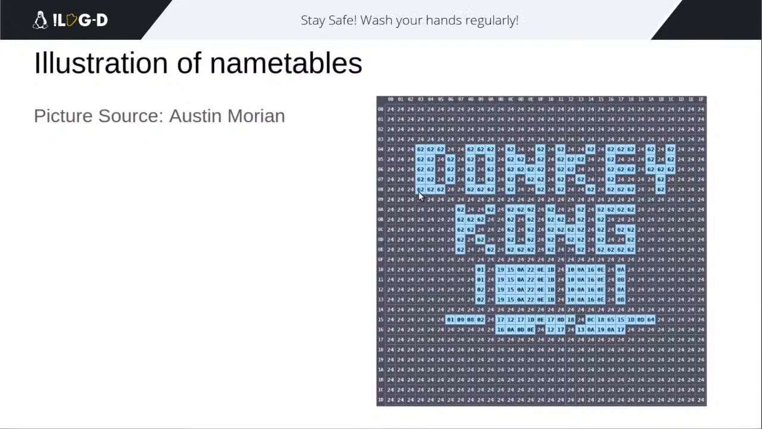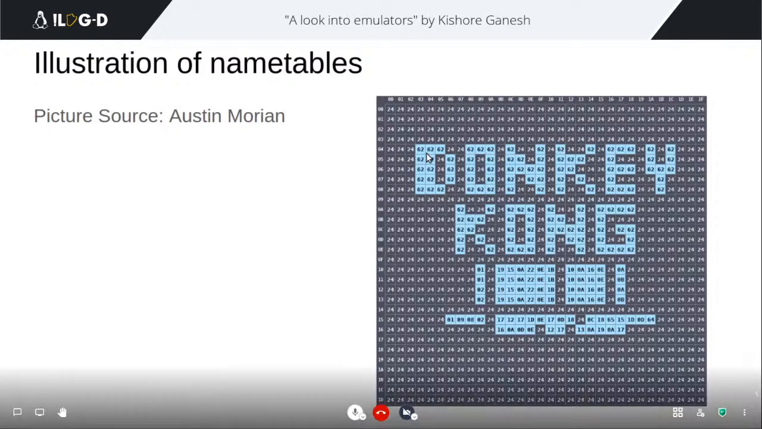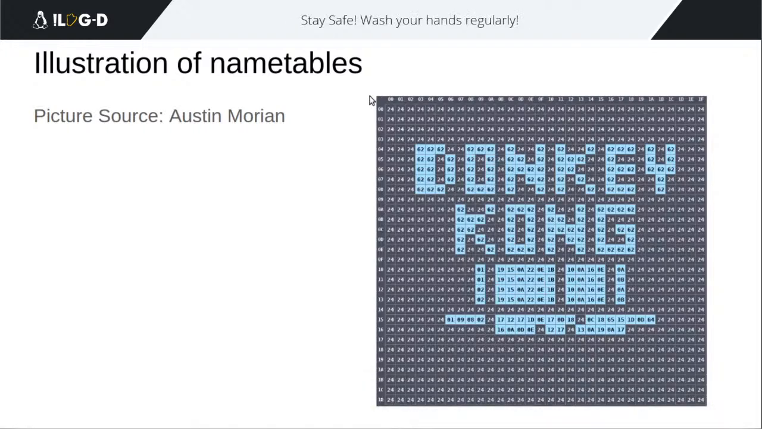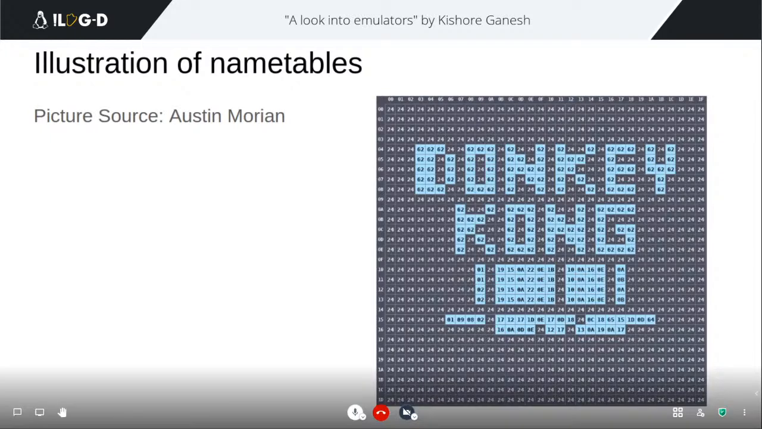And again, you can see here, this is pattern tile number 62, so it's a different pattern tile number. This image illustrates how the name table operates. The name table is a data structure that tells the NES that for this section of the screen, use this tile number. That's what the name table tells.